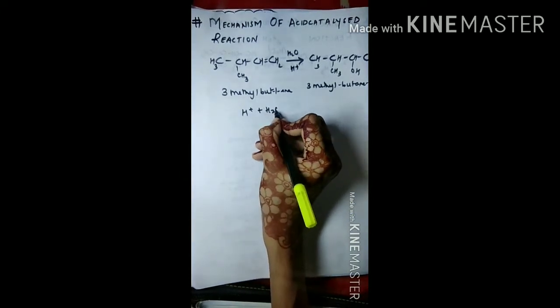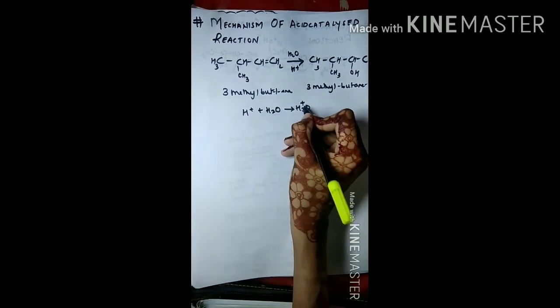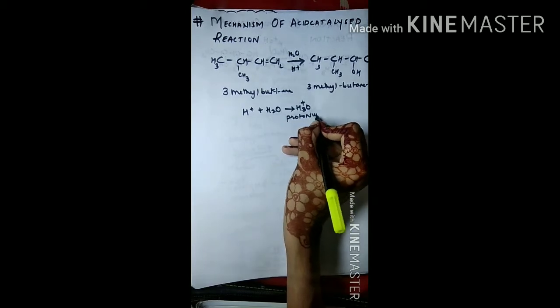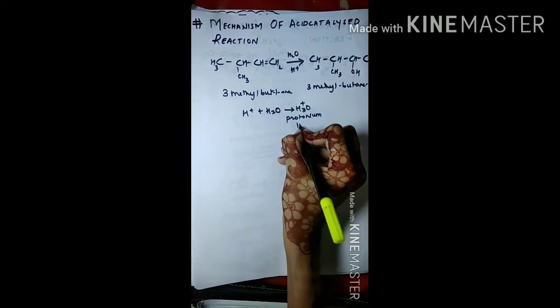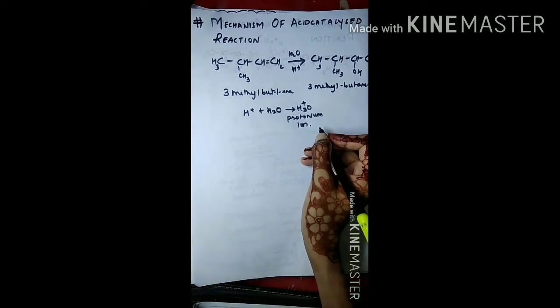But here what happens, H plus ion reacts with water firstly and it provides us hydronium ion. Now you can see here hydronium ion is having a plus charge, so it acts as an electrophile.